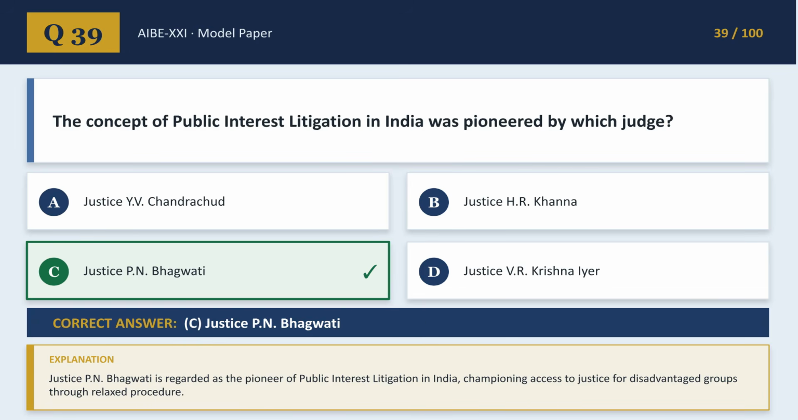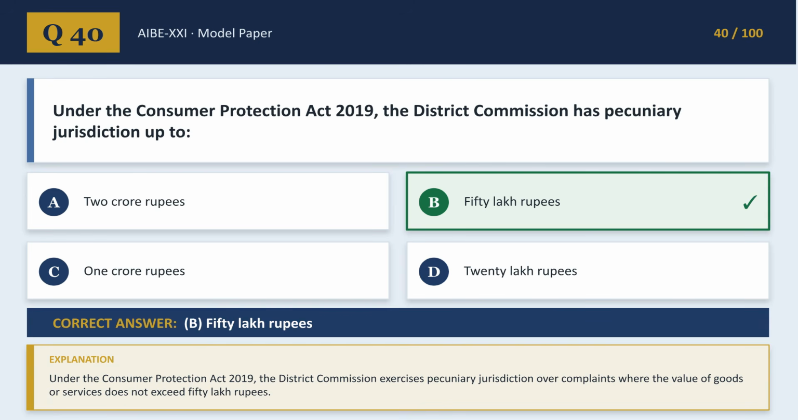Question 39 asks, which judge pioneered the concept of public interest litigation in India? The correct answer is C, Justice P.N. Bhagwati, who relaxed the rule of locus standi. Question 40. Under the Consumer Protection Act 2019, the District Commission has pecuniary jurisdiction up to 50 lakh rupees. The correct answer is B.